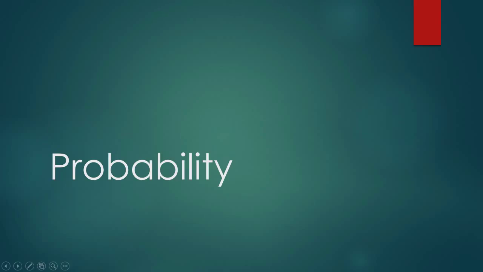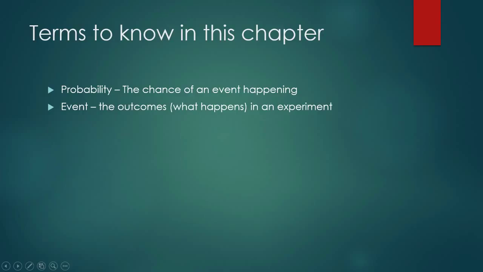So in this section we're going to talk about probability. There are a few things you need to know with this, just a couple of simple terms. Probability is a chance of an event happening. So any type of event, it can be anything from a spinner, from a dice, etc.